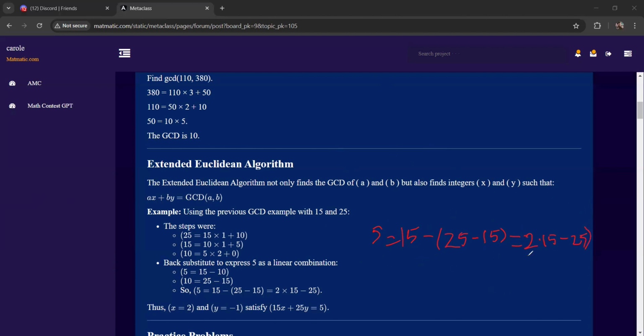Okay, so we turn this into a linear combination by inserting it into this formula here, where x is 2 and y is equal to -1, because we're subtracting 25 here. So this becomes 15x plus 25y, which is equal to 5. And x is equal to 2, and y is equal to -1.